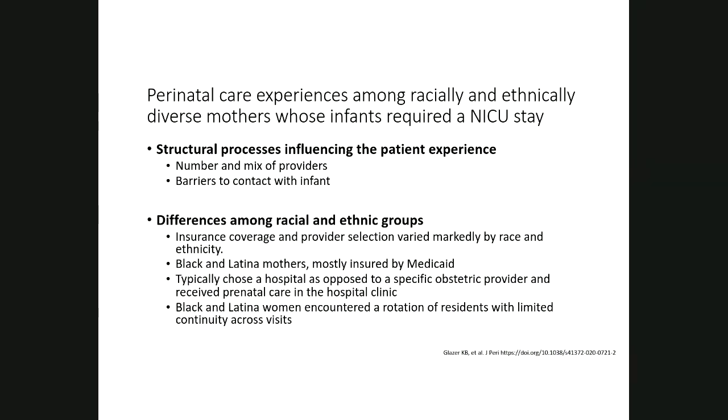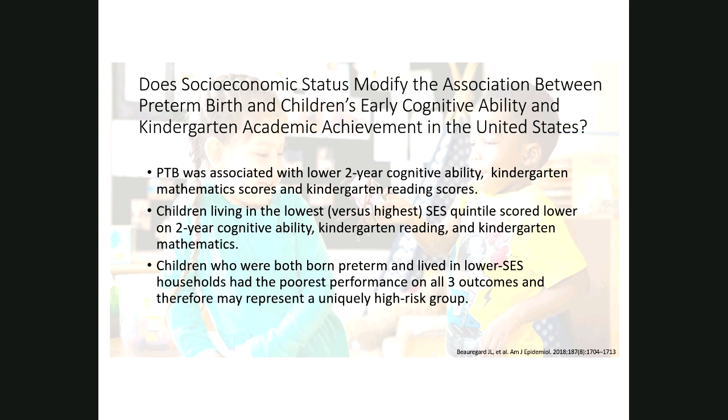So if these things haven't convinced you that there are disparities that exist, let me show you two last things. First thing is, does socioeconomic status modify the association between preterm birth and a child's early cognitive ability and kindergarten achievement? The bottom line was this: if you looked at children who were preterm, they had lower cognitive abilities, kindergarten mathematics scores, and kindergarten reading scores. If you looked at socioeconomic status, you found the same thing. If you looked at the combination of the two, prematurity and lower socioeconomic status, they had the poorest performance on all three outcomes and are considered a high-risk group.